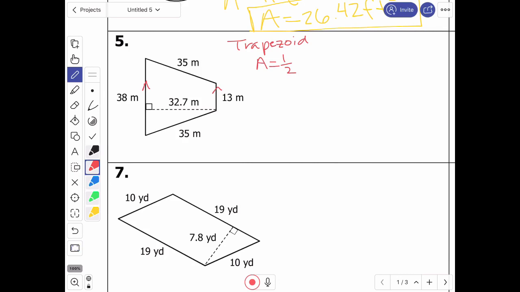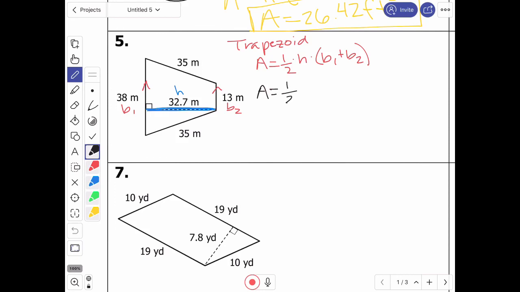But it's 1/2 times height times the bases added together. So there's two sets of bases. Those two sets of bases are going to be my parallel lines. So this could be base 1 and this could be base 2. And then again, reminder that the height is coming from that altitude being formed, or that dotted line that creates a right angle with one of the bases. So there's my height.